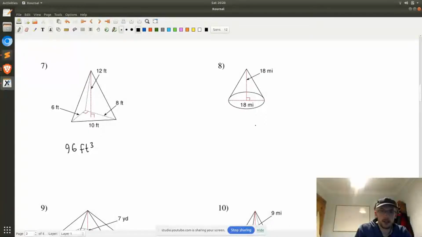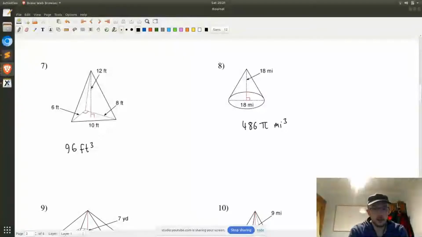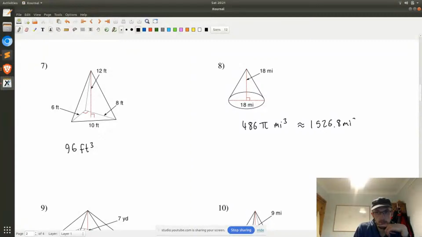And here, the base will be 81 pi. 81 pi has to then be multiplied by 6. 486 pi cubic miles. So 1526.8.